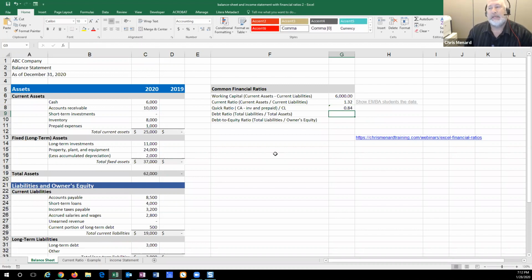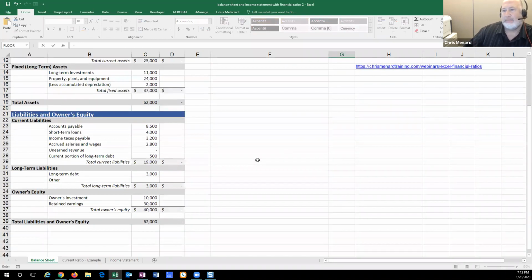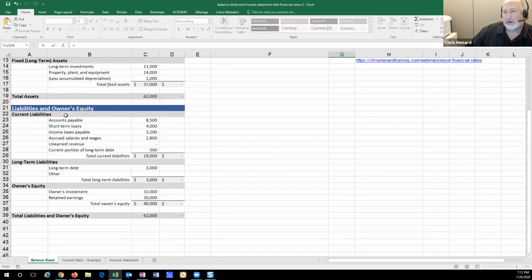The next one is the debt ratio. So this time we're going to take the total liabilities and divide it by the total assets. So let's go ahead and do it first. My total liabilities are current liabilities and my long-term. Don't tell me I didn't total them all up. There it is, total long-term. So it's this number plus that number.